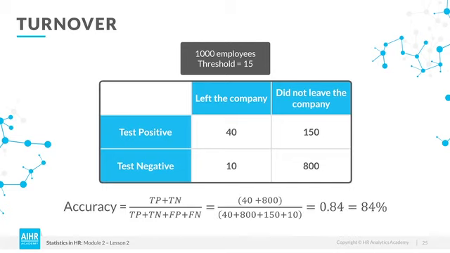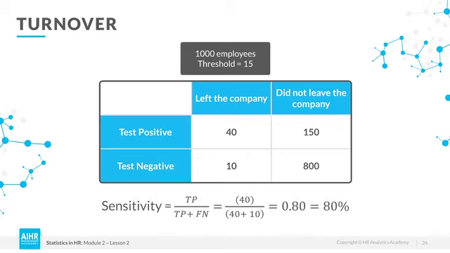Our accuracy, in this case, is 40 plus 800 divided by 40 plus 10 plus 150 plus 800, which equals 84%. So 84% of the time, the test was accurate in its predictions. This means that our sensitivity is 40 divided by 40 plus 10, or 80%. This means that 80% of the time, your test was able to accurately predict when someone actually wanted to leave the company and received a positive test.